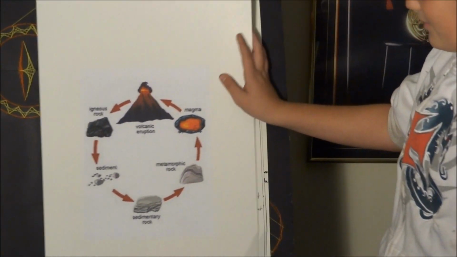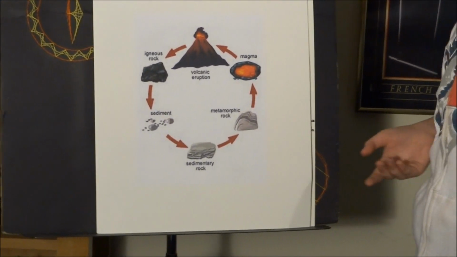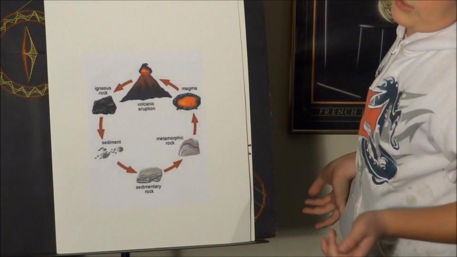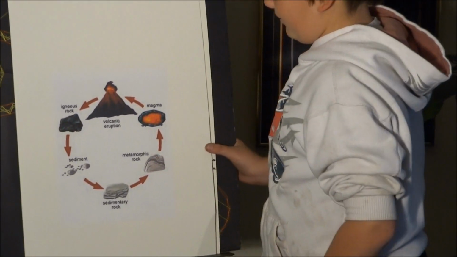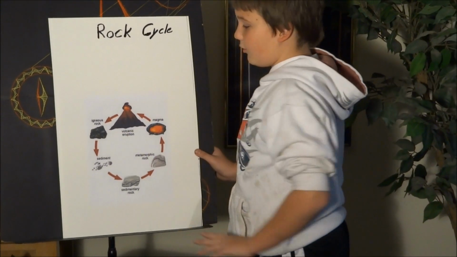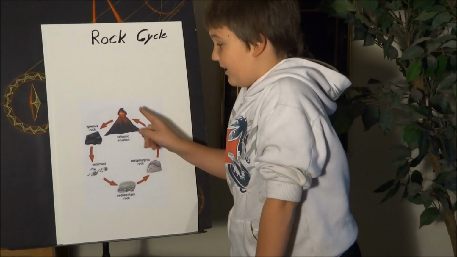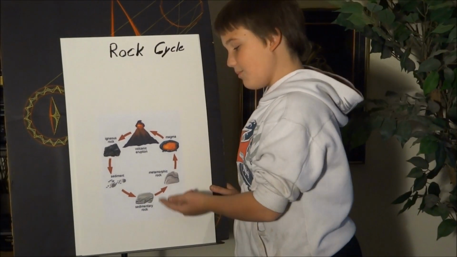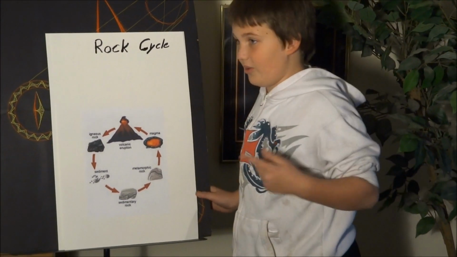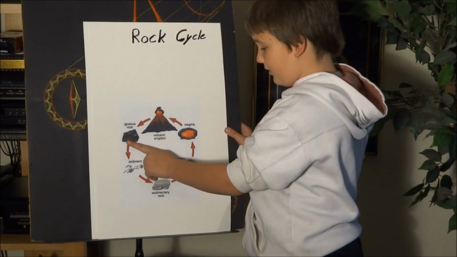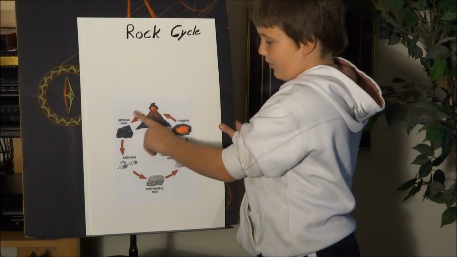Now here's the one I really want to show you: the rock cycle. This is how I think it starts. You can start from any of these spots, but I think most of them start at magma. It starts out of magma, then goes to volcanic eruption, and then to igneous rock, then to sediment, then it turns into sedimentary rocks and metamorphic rocks, and then it keeps going over and over. But there are shortcuts in between, so it can come from here to here to here, and then go all the way to metamorphic rock and keep going like that.